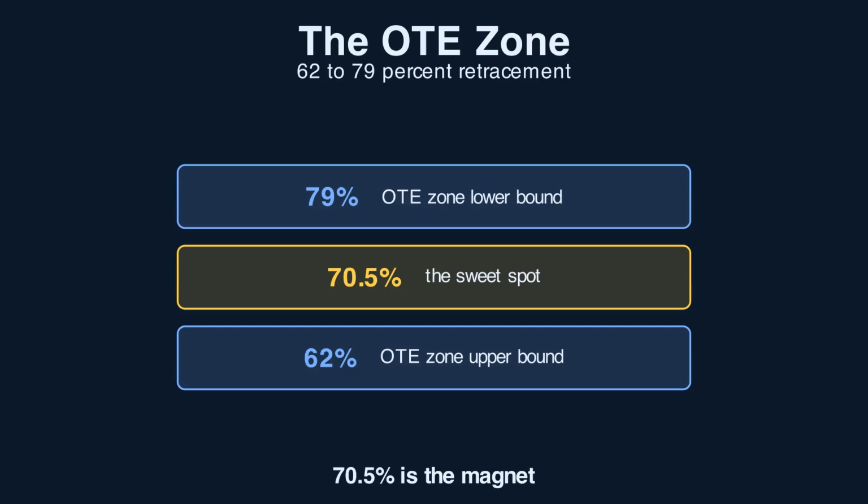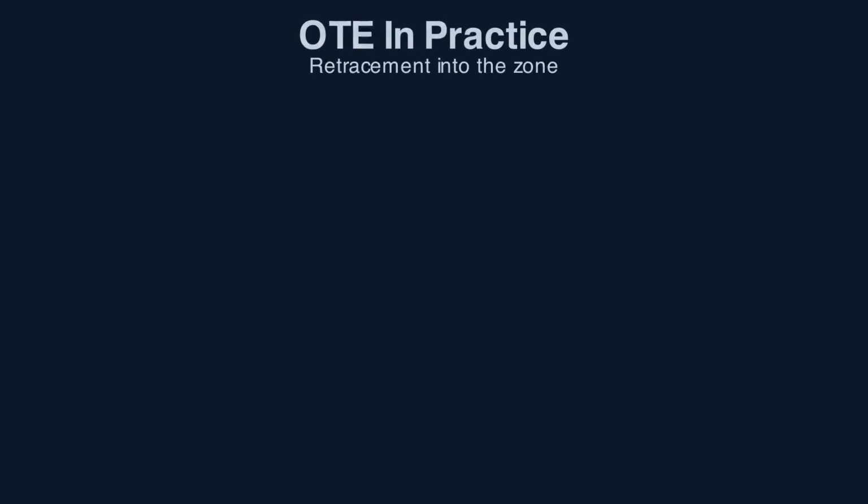The retracement is deep because the algorithm wants to clear out weak-handed longs before continuation. Buyers who entered at 50% are already underwater by the time price reaches OTE. They panic out and provide the liquidity for the institutional fill. Watch how it plays out.